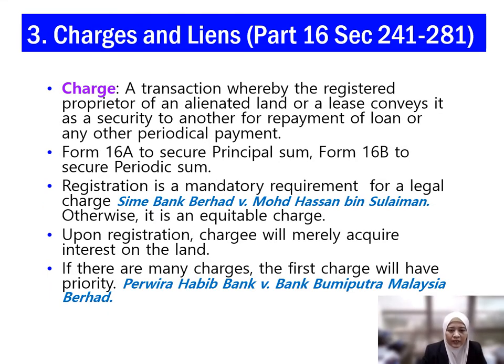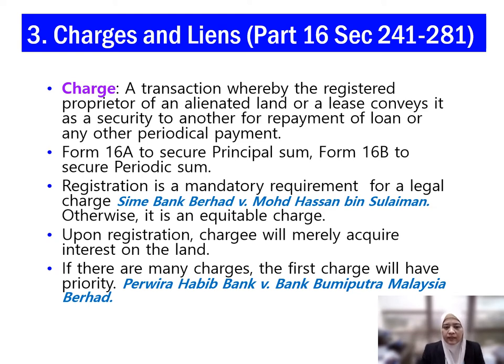Now next on charges and liens. Okay, part 16, which covers sections 241 until 281. What is a charge? A charge is a transaction whereby the registered proprietor of an alienated land or a lease conveys it as a security to another for repayment of loan or any other periodical payment. So you have your land, okay, you need to borrow money, so you use the land as the sandaran, as the guarantee against your loan or against your borrowing.